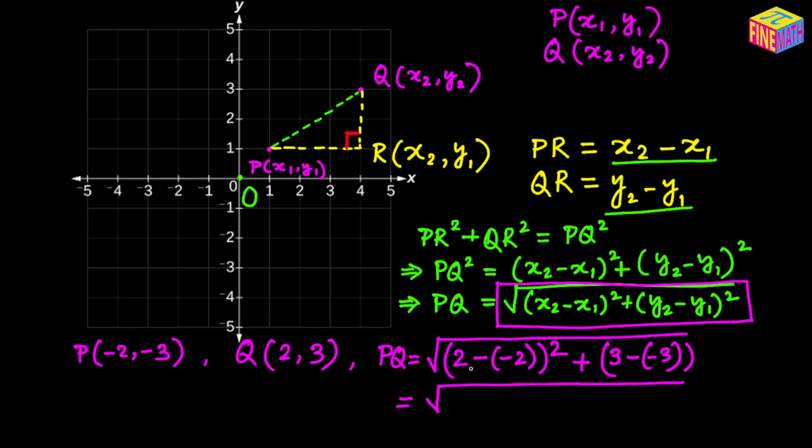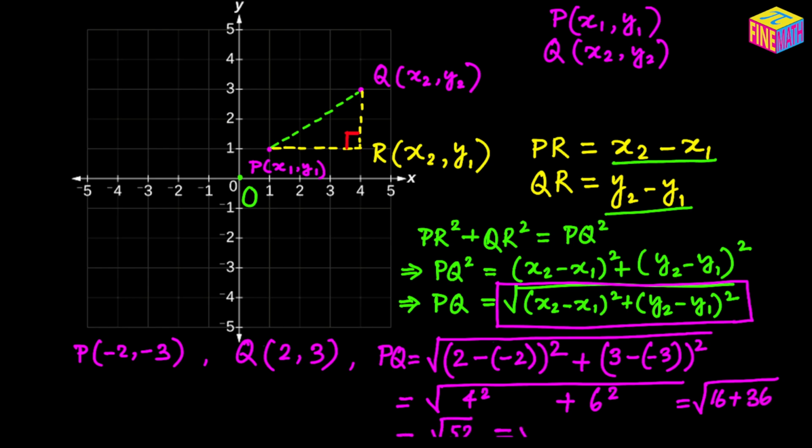So this is essentially 2 minus -2, that is 2 plus 2, that is 4. So let me first write 4 squared. Okay, so that is 4 squared, plus 3 minus -3, sorry, I missed the square sign there. That would be 3 plus 3, that is 6, so that would be 6 squared. So from here we can say this is equal to 4 squared is 16 plus 36, and that will be equal to the square root of 52.